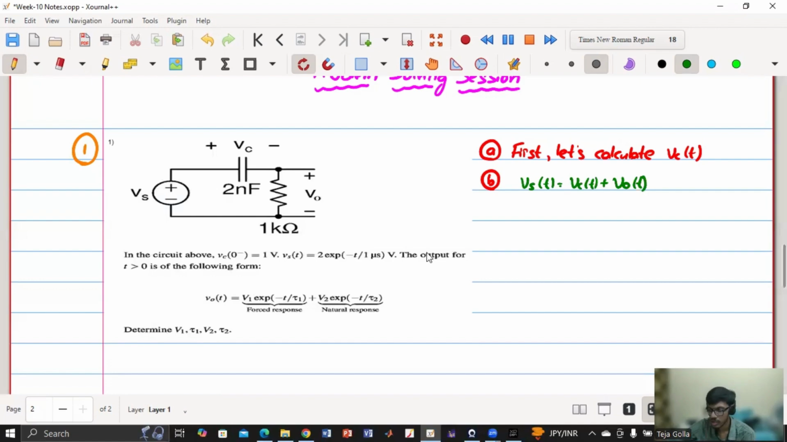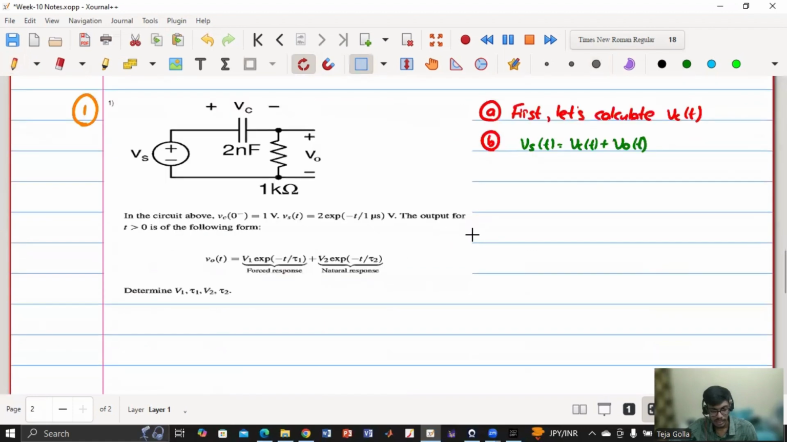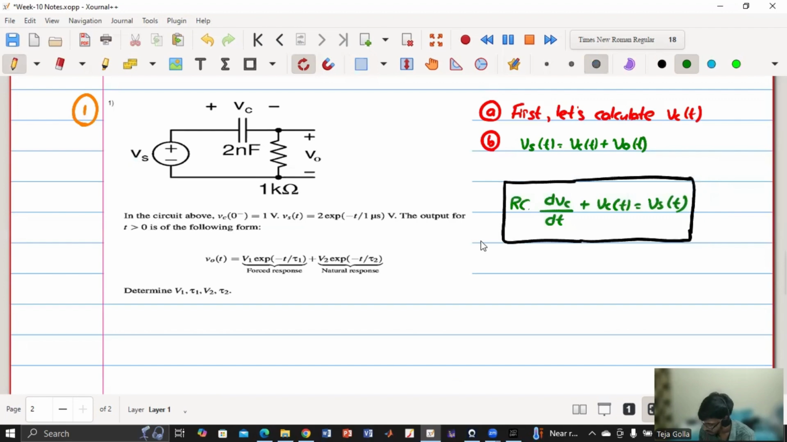First let us write the differential equation which we have obtained for an RC circuit. So this is the differential equation. Agree? Now can someone tell me what will be the time constant for this circuit? What is the time constant tau? Anyone? 2 microseconds. Yes. It is R into C. That implies tau is equal to 2 nano into 1 kilo, which is 2 microsecond. Very good. So we got tau.